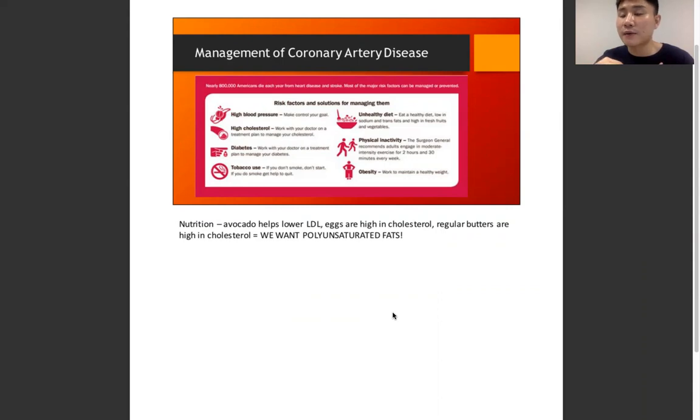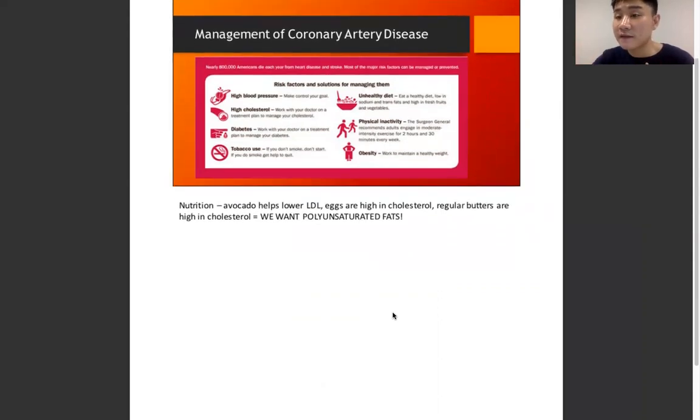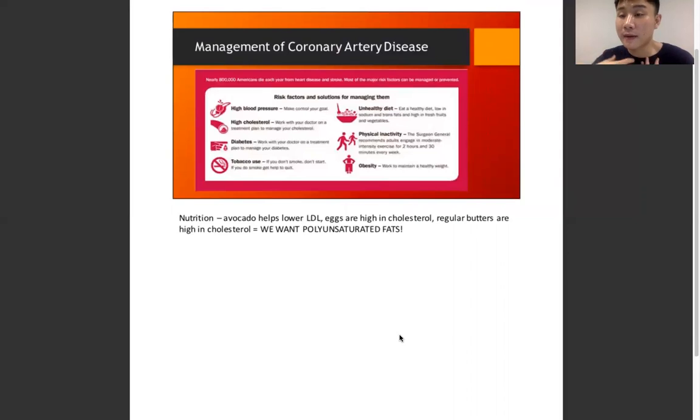We want polyunsaturated fat. Saturated fat is bad, like beef patties or regular oil. Anything that becomes solid when frozen over time is saturated fat. But avocado oil or olive oil never becomes solid, so those are unsaturated fats, and we want them. So avocado will lower our LDL, which is good for preventing atherosclerosis inside the body.